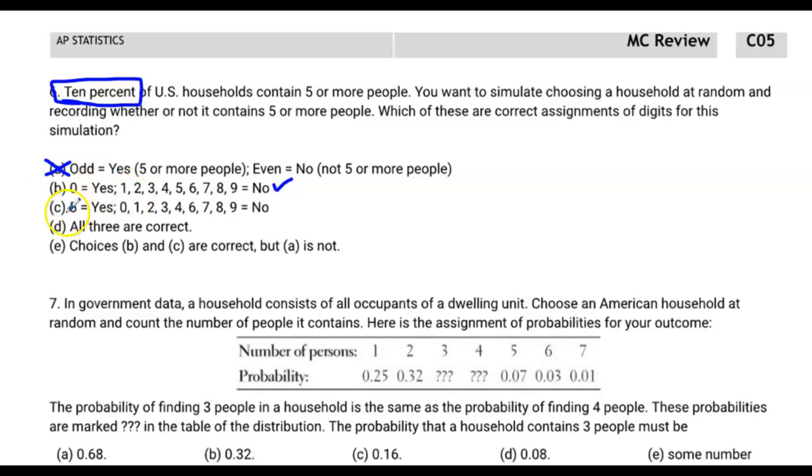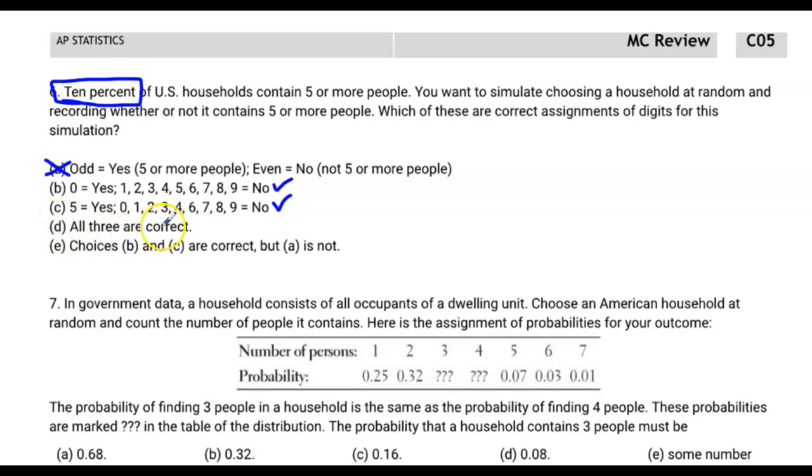Is that the correct answer? Well, let's see. 5 is equal to yes. Oh, interesting. That's a 1 out of 10. And then 0 through 9 skipping 5 is a no. That's also true. Interesting. So we have to figure out what's going on here.